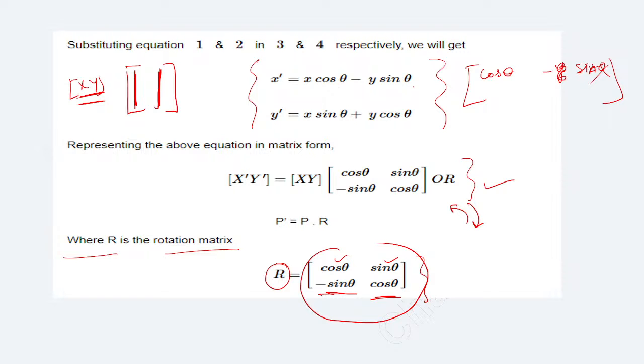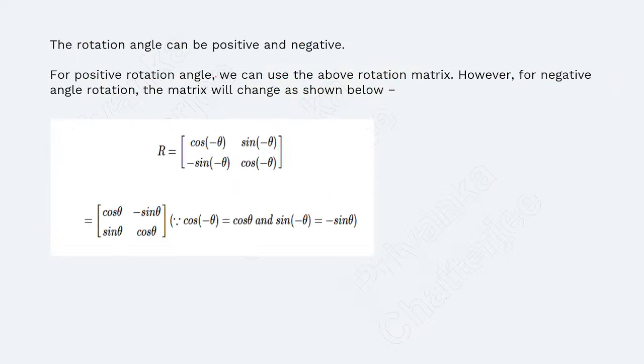So here if I am doing the negative angle, then I have to take minus theta everywhere. So actually cos of minus A equals cos A, that is cos theta. Sin of minus A is actually minus sin theta, so that's why it is minus. And this one, double minus, will be positive, that is sin theta, and this one is cos theta. So this is for the negative angle.